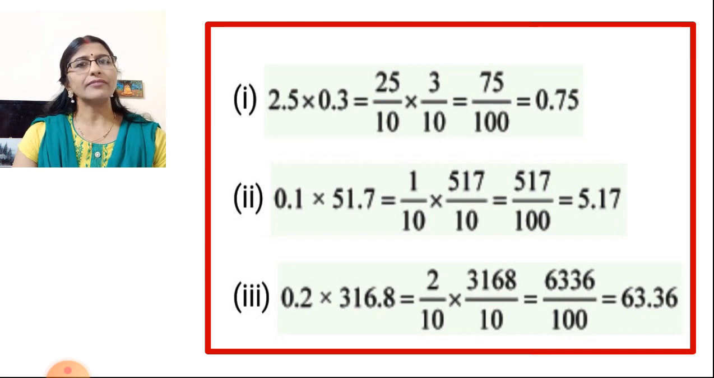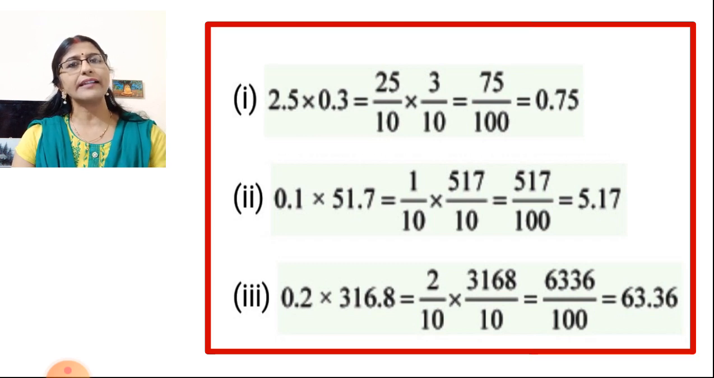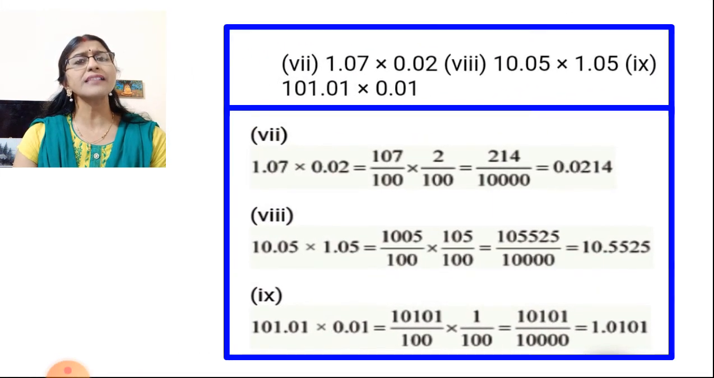316.8, you will convert it into a fraction, as there is one decimal place. So you will write 3168 in the numerator, and in the denominator you will write 10. And then 2 into 3168 is 6336 upon 10 into 10, which is 100. And then for the answer, the point will be shifted 2 places to the left. You will get 63.36. So there are some more sums of the same type. You will have to do them by the same method.